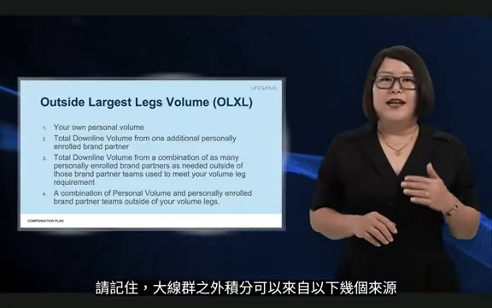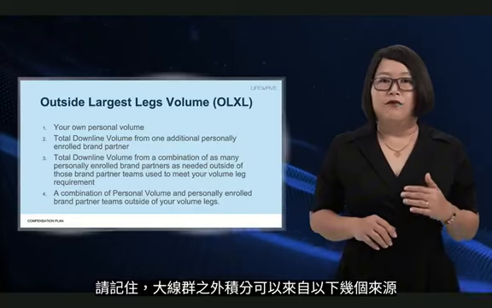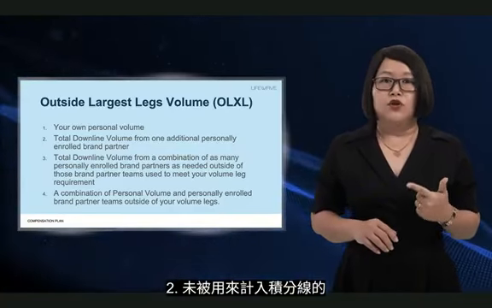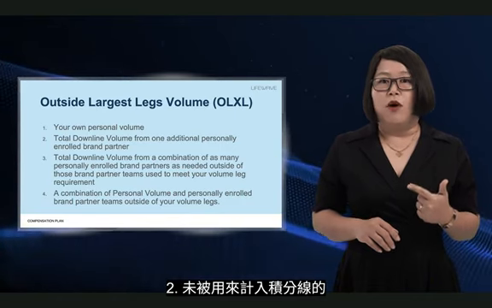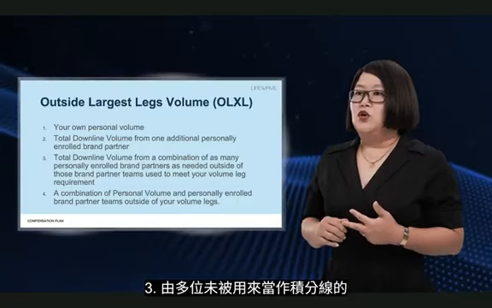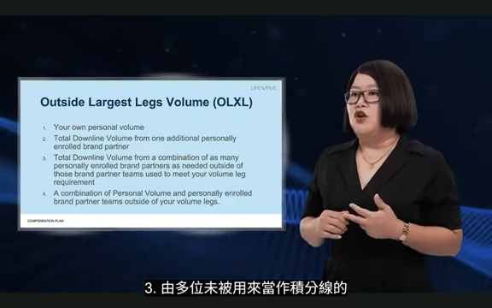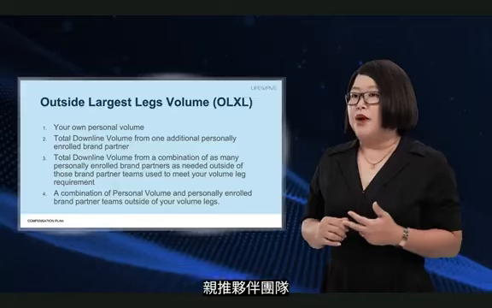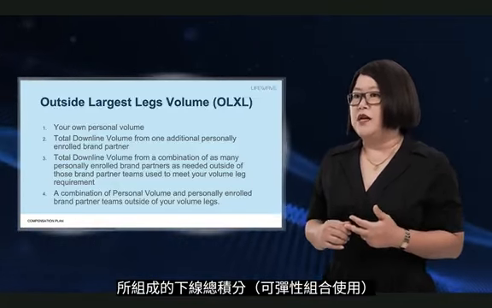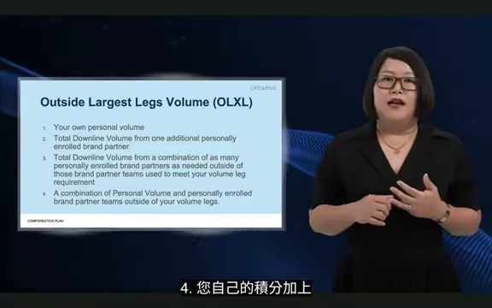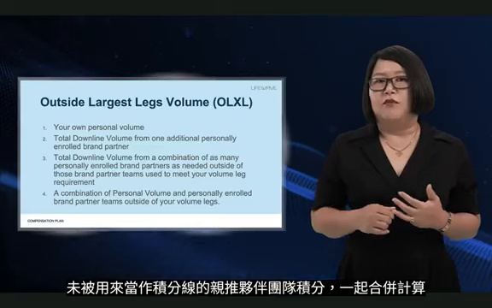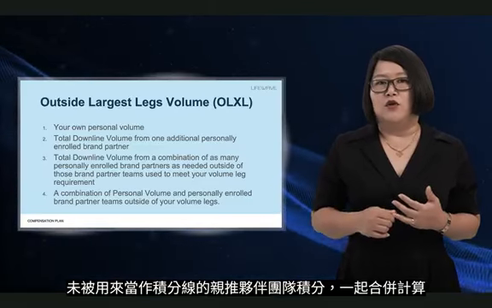Remember, the outside largest leg volume can come from, number 1, your own personal volume, number 2, your total downline volume from 1 additional personally enrolled brand partner, number 3, total downline volume from a combination of as many personally enrolled brand partners as needed outside of those brand partner teams used to meet your volume leg requirement. Number 4, a combination of personal volume and personally enrolled brand partner teams outside of your volume legs.